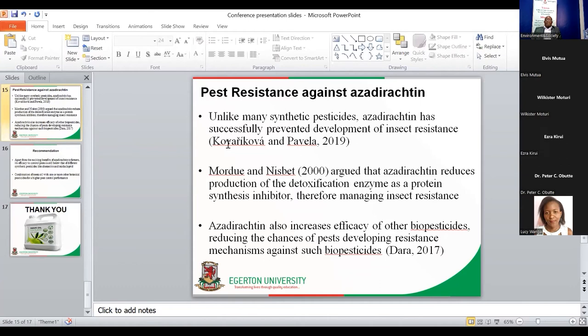synthetic pesticide, in that you find there is less resistance development by pests to azadirachtin. The main reason is that it prevents the pest from producing detoxification enzymes, as a protein synthesis inhibitor. It also boosts the performance of other biopesticides by reducing their development of resistance.